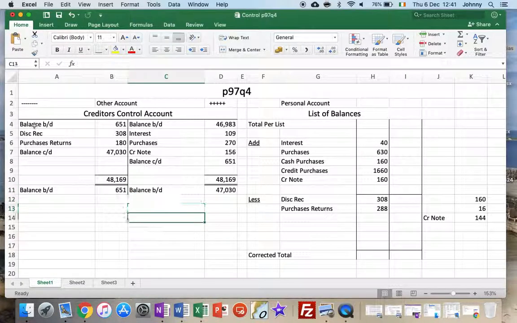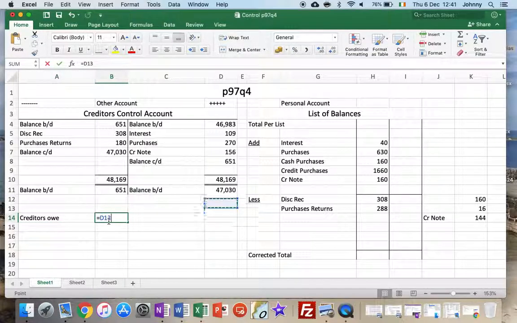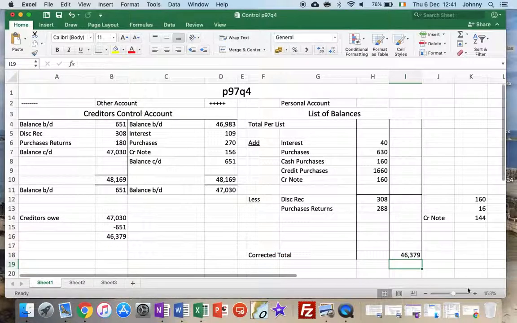Now, so how much according to the creditors control account, how much do the creditors owe? So the creditors owe the 47,030 minus the 651. So the actual figure what they owe is 46,379. So that 46,379 should be the same as the total I get in this. Now remember, I don't have a figure for the total of the list. I'll be working backwards for this. So the correct total for my list should be 46,379. So that these two documents should agree with each other.